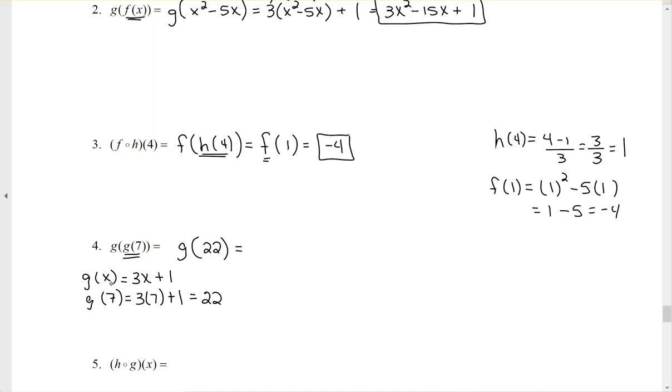So I go back to the g function and now plug in the number 22. So take out the x. Everything else in g is the same except the x comes out, and then you're going to put in the number 22 in its place. So 66 plus 1, end result 67.